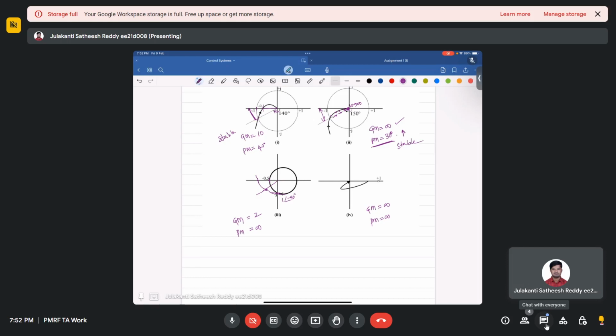Where it is cutting, yes. Yes, it is 90 degrees. Yeah, it is 90. Sorry, my mistake. Okay. So here it is not at all cutting. So both are infinite.